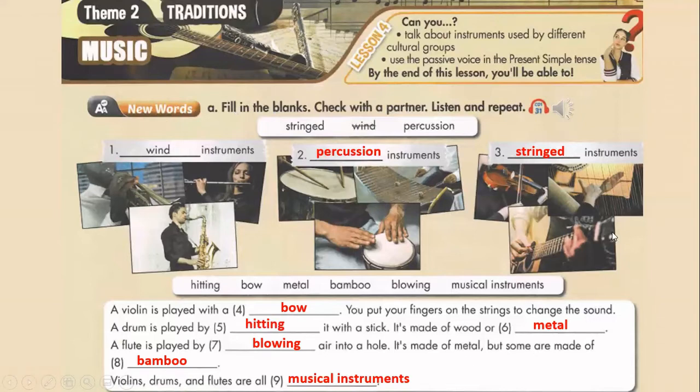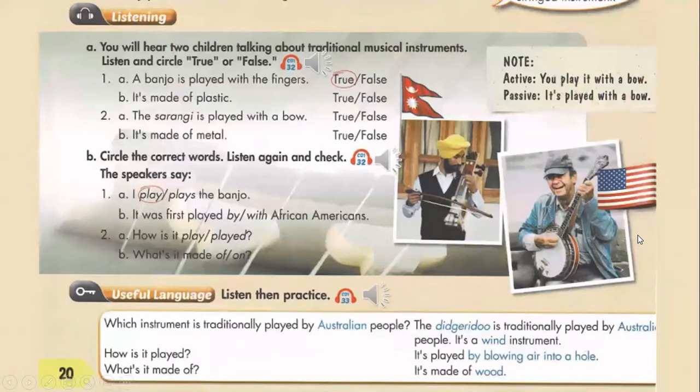Okay, so let's take a look at the listening part. So A, you will hear two children talking about traditional musical instruments. So listen and circle true or false. Number 1, letter A is already answered. So you just have to answer number 1, letter B, and then number 2, A and B, okay? And then you proceed to the letter B, circle the correct words, listen again, and then check, okay?